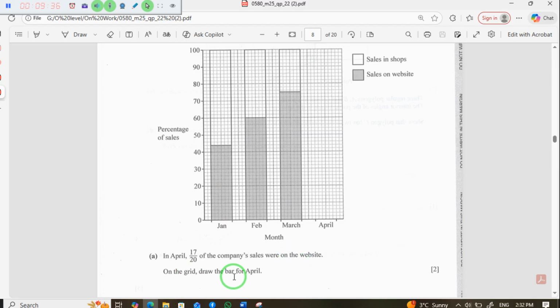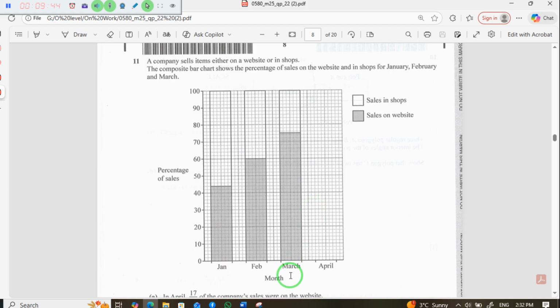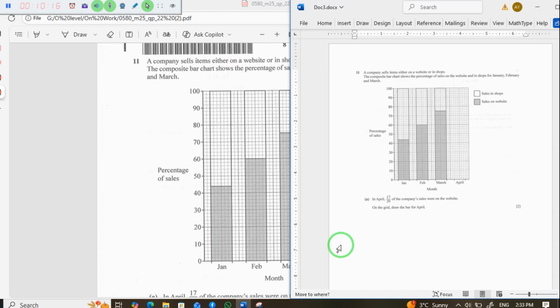On the grid, draw the bars for April. We should complete the bar for April. How to draw this one? First, there is a little calculation we should do, and after that we can draw the bar. First, we find the percentage sales of the company by website. We have 17 here, right? Percentage, so we have 17 over 20 multiplied by 100.